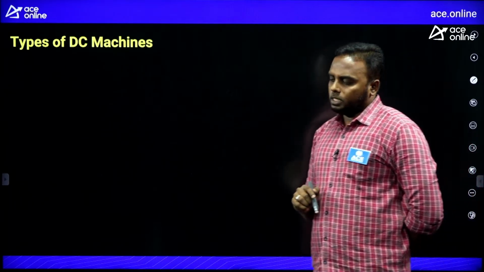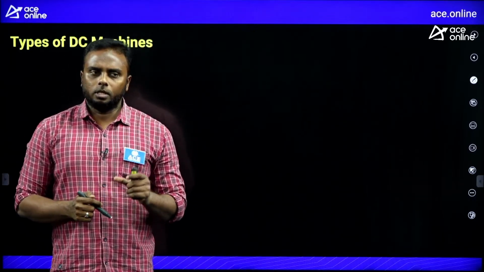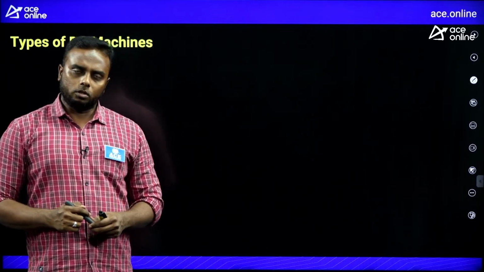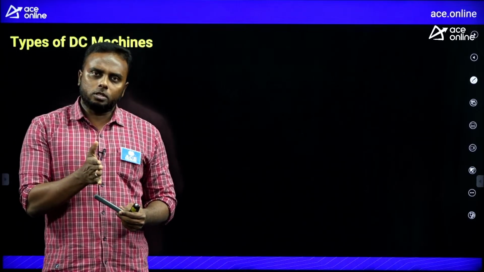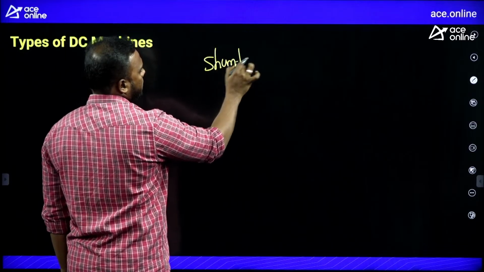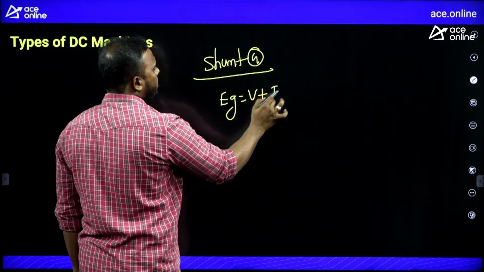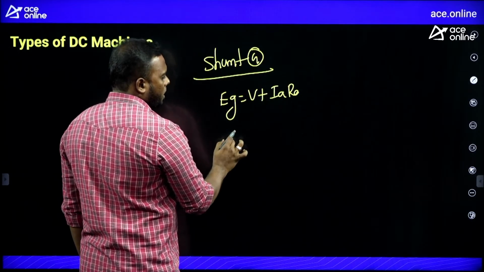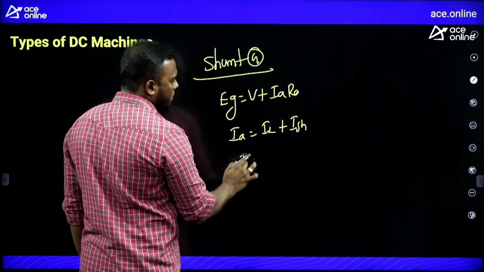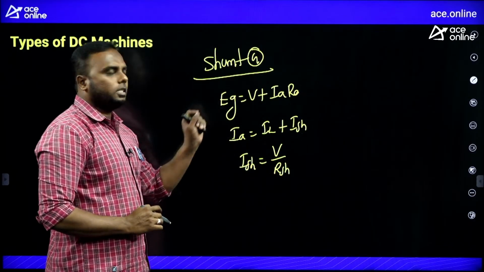Next, in types of DC machines, regularly the questions we get are on KVL equations. Suppose a shunt generator is there, what is the equation? Or a separately excited motor. In all these generators and motors we should write KVL. Take the example of a shunt generator: what is the KVL equation? EG equals V plus IA RA, and IA here is IL plus ISH as per the figure. And ISH is V divided by RSH. So whenever they give shunt generator data, EG is this.